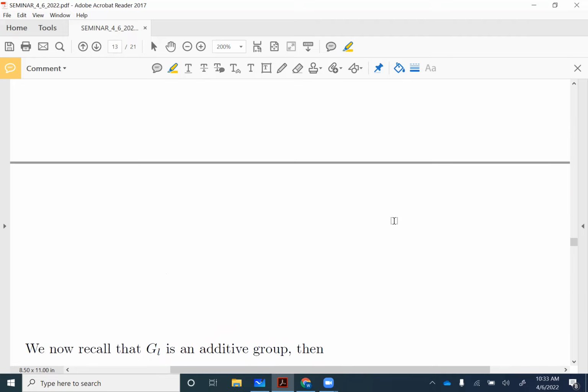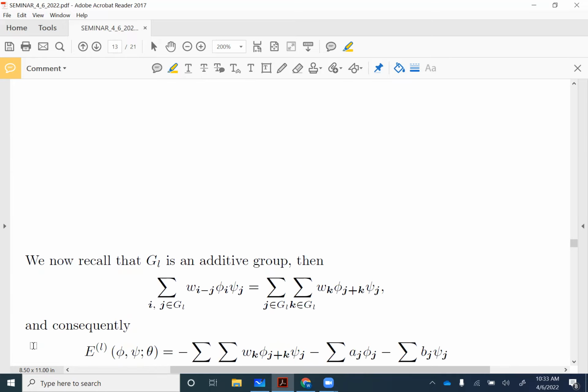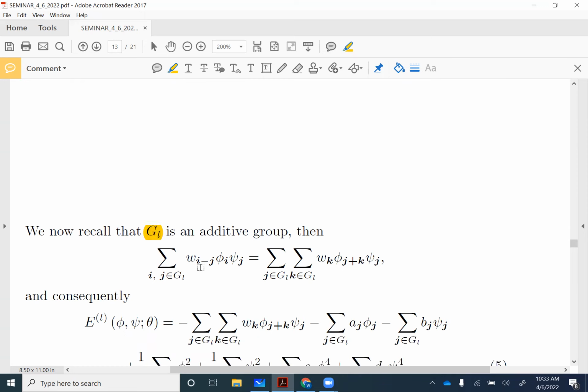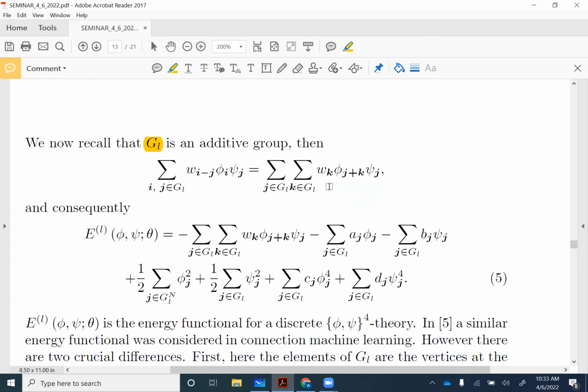Okay, one important thing before continuing. It is important to remember that GL is an additive group. Then this sum can be represented in this way. Okay, by using this observation, the discrete energy functional can be rewritten in this way. Now I'm using omega. Omega denotes the parameters, the W, the A, the B, the C, and so on.